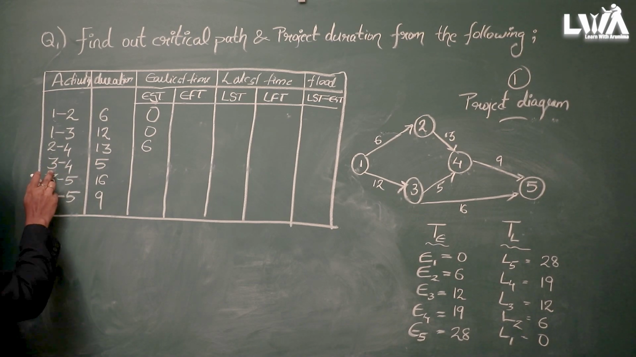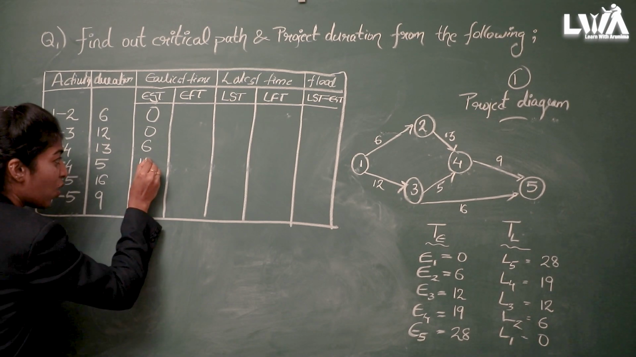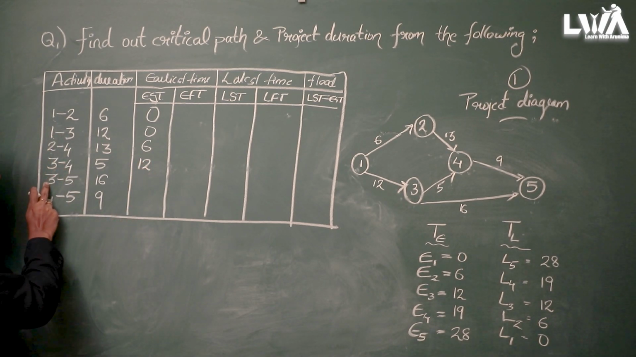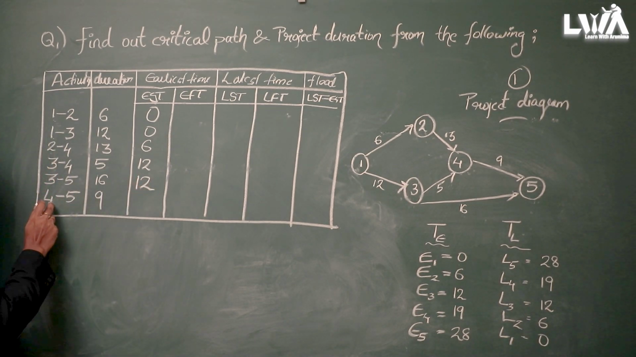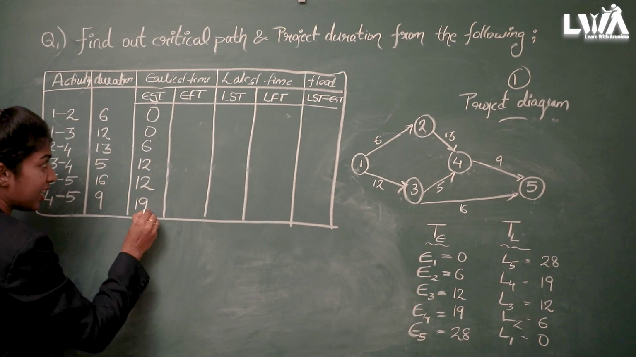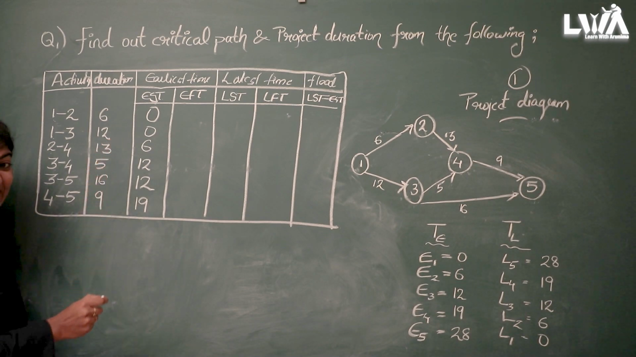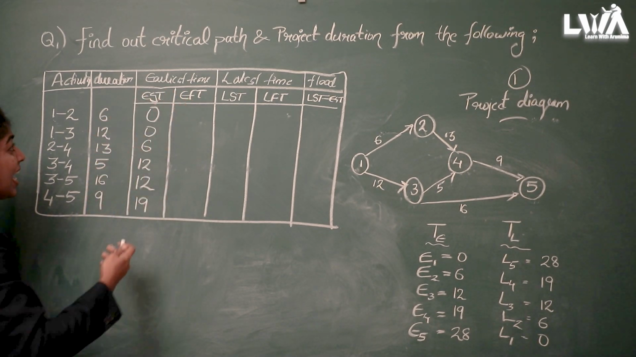And here it is 3 to 4. The tail event is 3. So what is the value of E3? It is 12, which is written here. Again, 3 to 5, so 12. Here 4 to 5, which is the tail event? 4. So E4 is 19. Okay, we got EST.